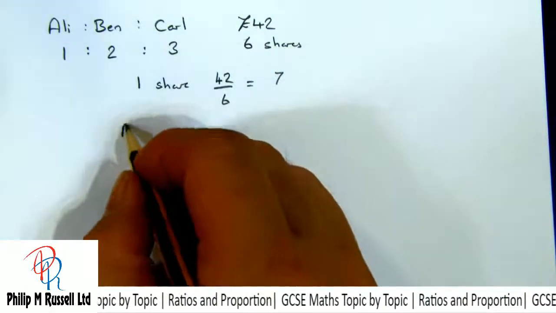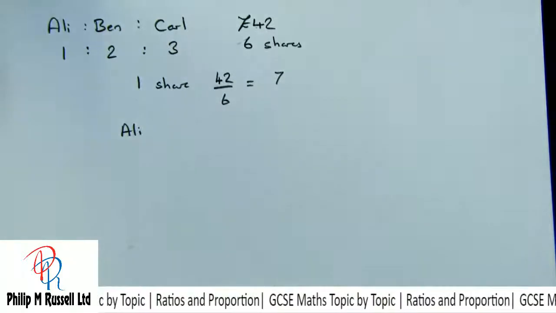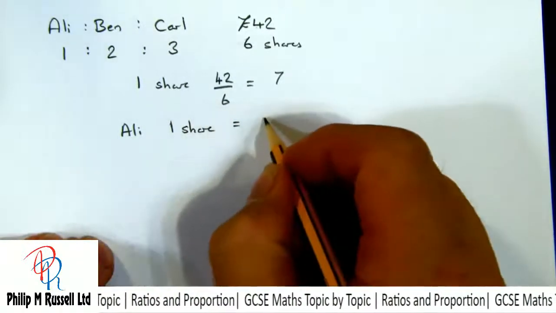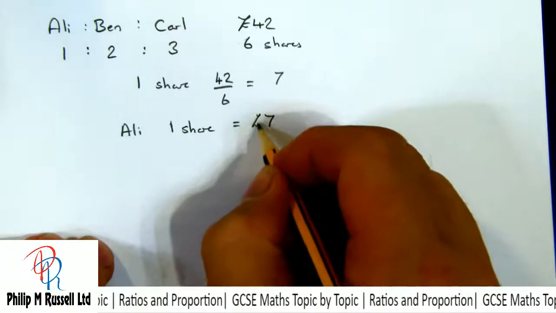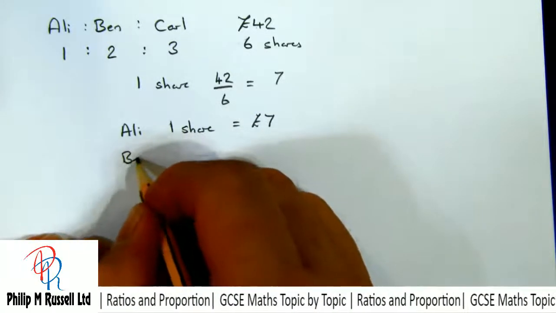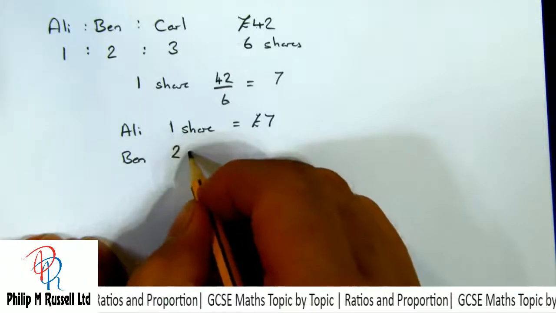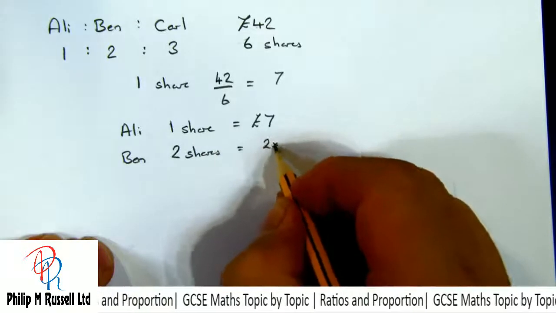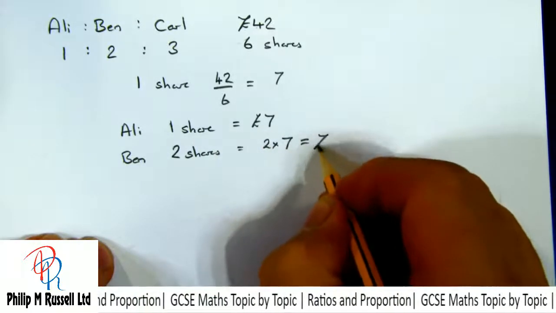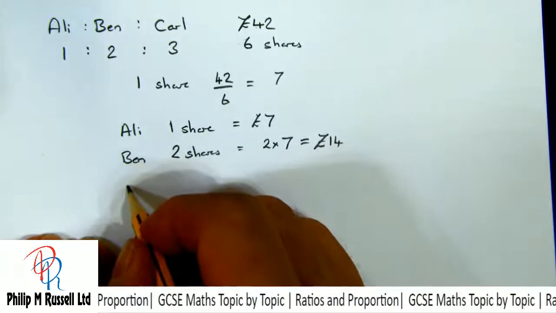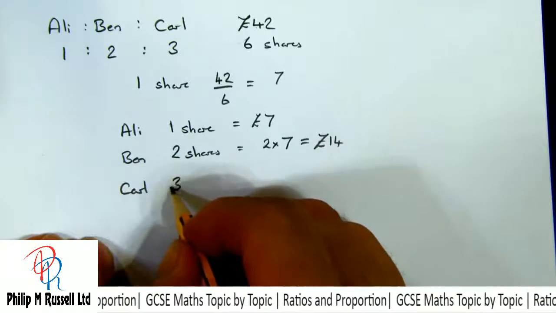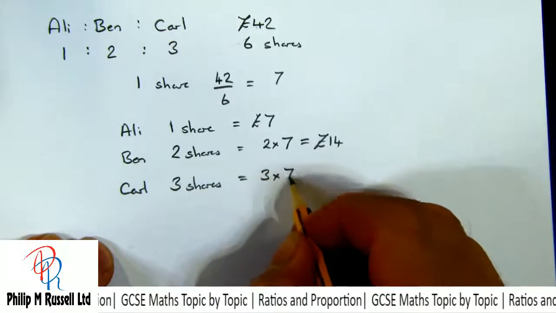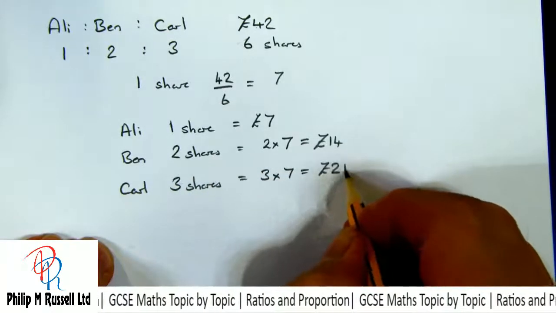So I can say that Ali is going to get 1 share, and that's going to equal £7 in this case. Ben is going to get 2 shares, and that's going to be 2 times 7, and Carl will get 3 shares, which is going to be 3 times 7, 21.